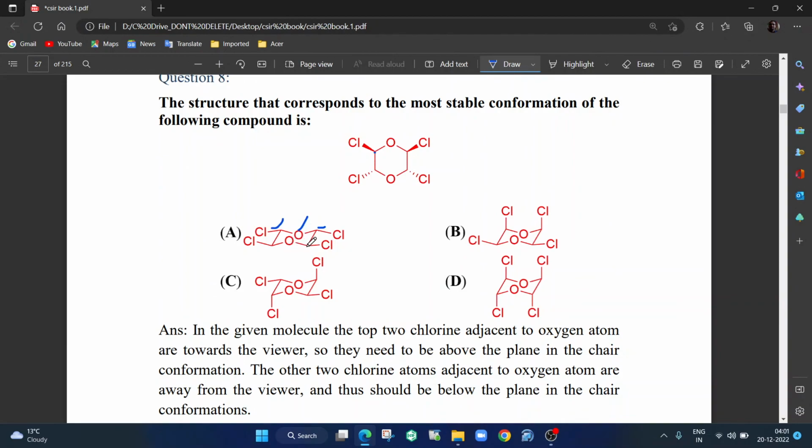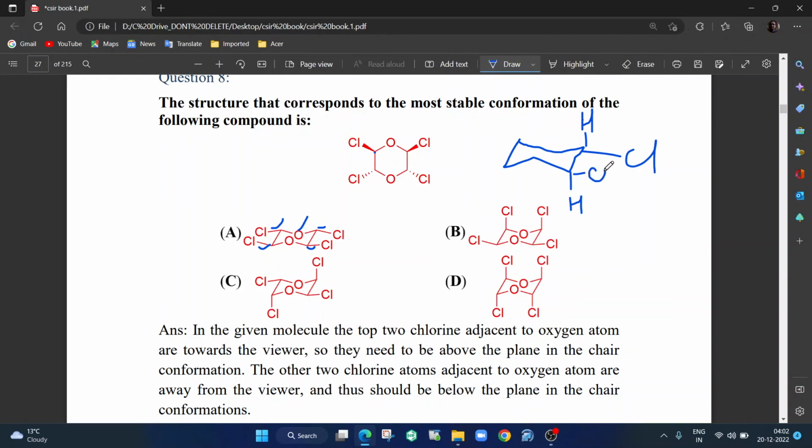Here the oxygen also, if you see, is towards the viewer, and this is also towards the viewer. Actually, when you see a cyclohexane ring, we do not look at towards the viewer and away from the viewer, we look at above the plane and below the plane. So, it is something like this. You have this cyclohexane system, and all the bonds are like this. These are the axial bonds and these are the equatorial bonds.